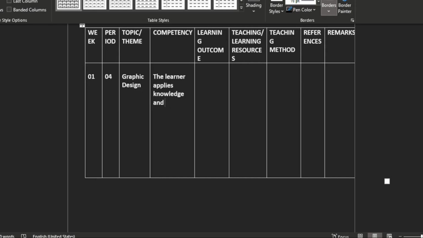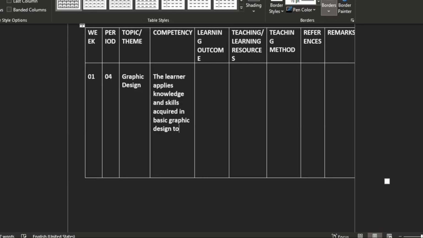And then the competency: the learner applies knowledge and skills acquired in basic graphic design to create graphical images that communicate ideas.